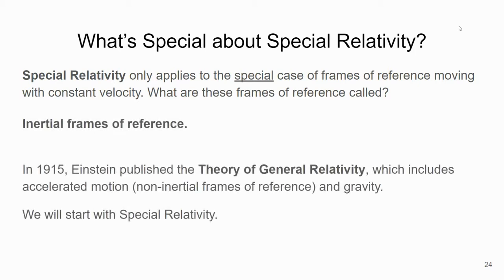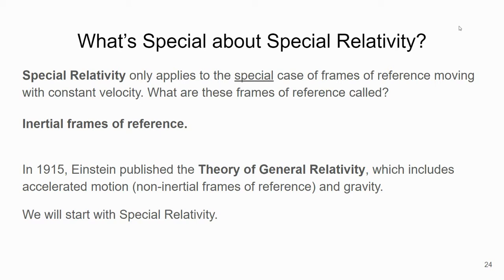So a word on the name. What makes special relativity special? Special relativity only applies to the special case of frames of reference moving with constant velocity. So the frames of reference are not accelerating. We learned this in Physics 1, that these frames of reference have a particular name: they are called inertial frames of reference.